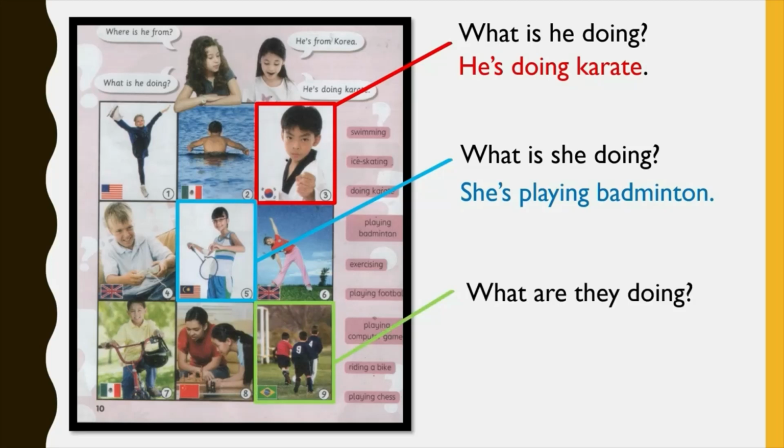Number 3. What are they doing? So the question should have they as well. If we look at the picture, the answer is playing football. So to answer it in the complete sentence, the answer should be they are playing football. Remember, you can use they are or they're, she is or she's, he is or he's. Just that in this lesson, as I have mentioned earlier, I'm going to use a lot of contractions.